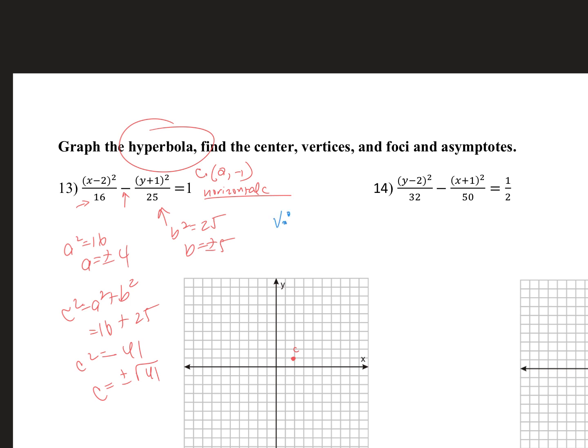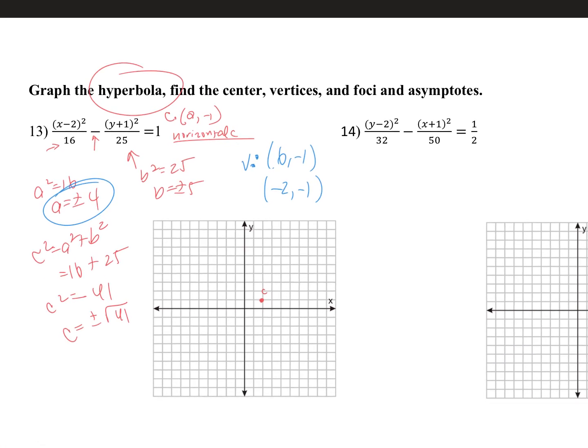I'm going to add and subtract 4 to the x value. So 2 plus 4 is going to give me (6, -1). And 2 minus 4 is going to give me (-2, -1). So let's go ahead and plot those. 6: 1, 2, 3, 4, 5, 6. Down. I put my center in the wrong spot.